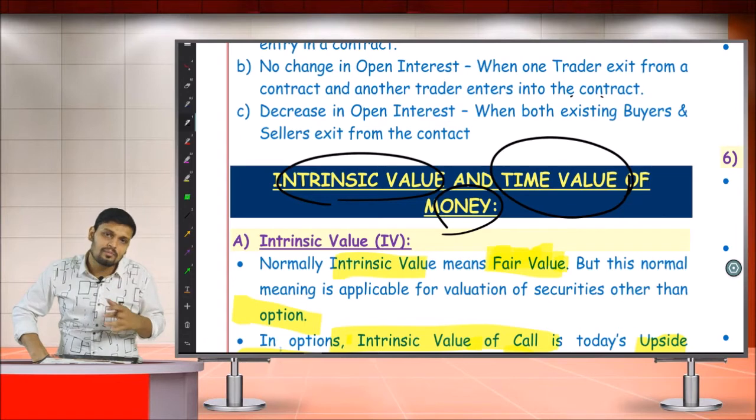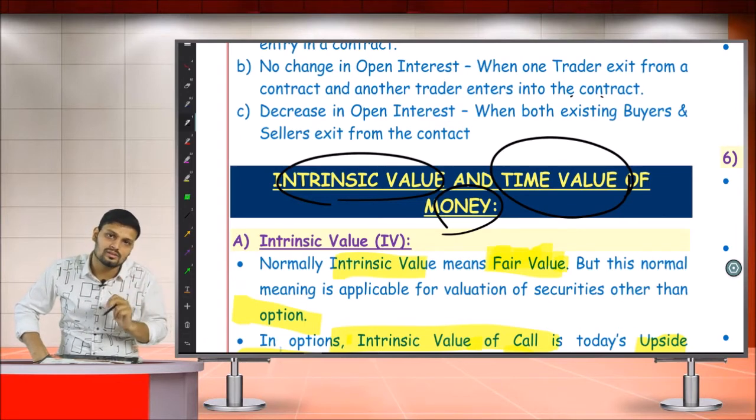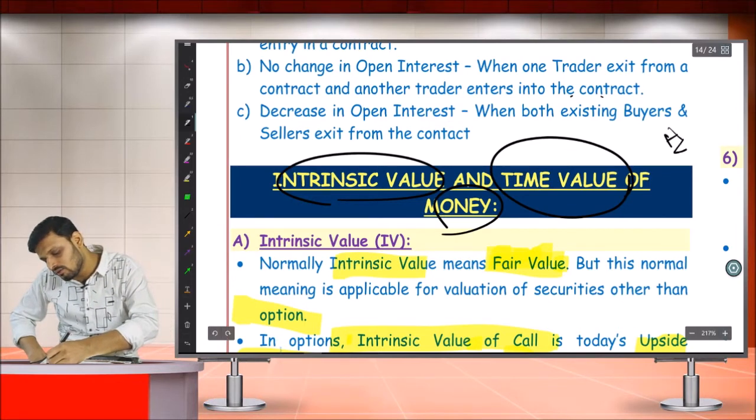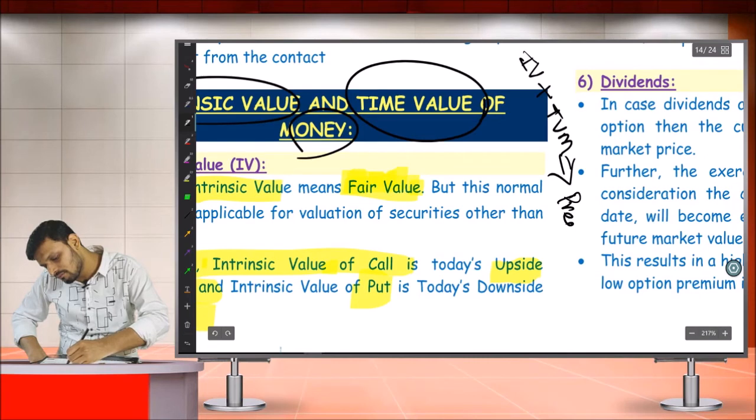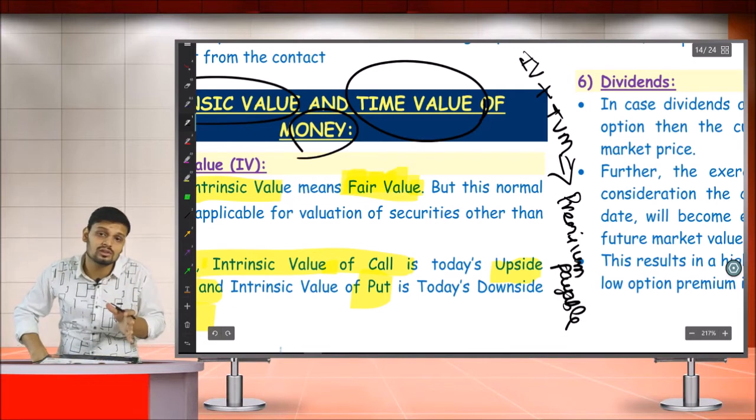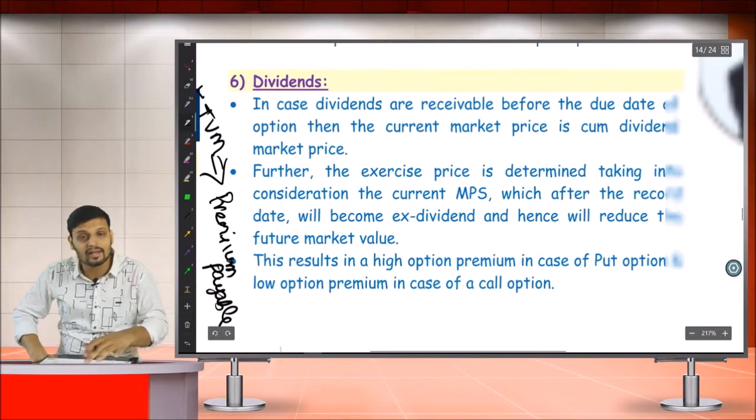So to calculate premium, you have to add two things: intrinsic value plus time value of money will give you your premium payable. So these are all bookish concepts. If you apply this in the practical world, it will not work. I can show you that also.